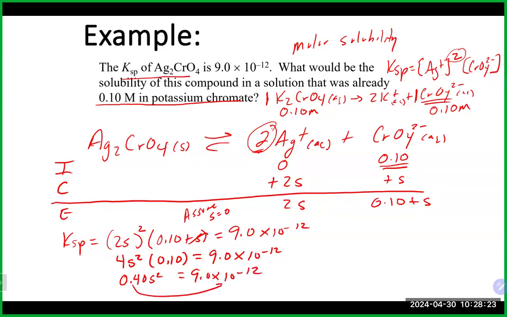I'm going to divide that to the other side. I'm then going to square root it afterwards. And that will get us 9 times 10 to the minus 12 divided by 0.4, and also take a little square root action. That will get us perhaps something like 4.7 times 10 to the minus 6. Any questions on that there?